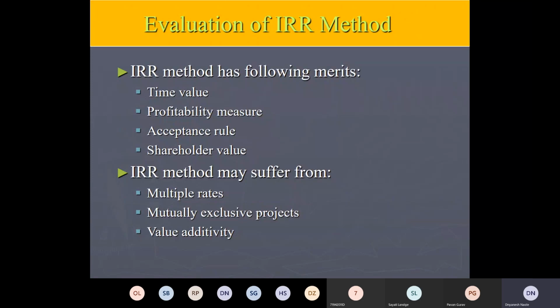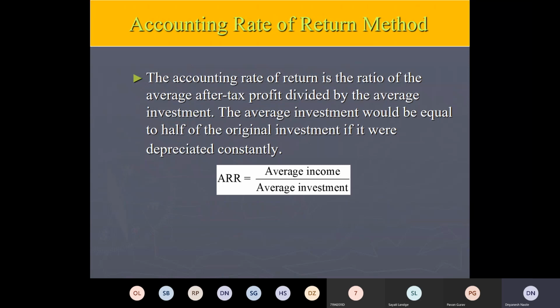Going ahead, the last method is the accounting rate of return method. Here the concept is that it tries to use information from the financial statements to find out or evaluate the various projects. It is the ratio of the average after-tax profit divided by the average investment. As you see in the formula, ARR is equal to average income upon average investment. The average investment would be equal to half of the original investment if it were depreciated constantly.